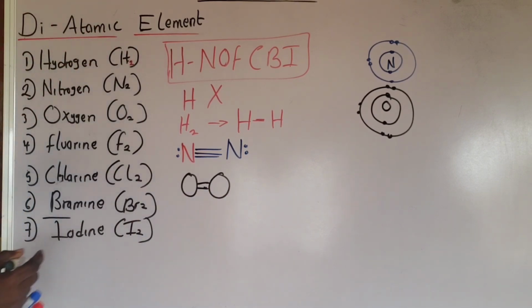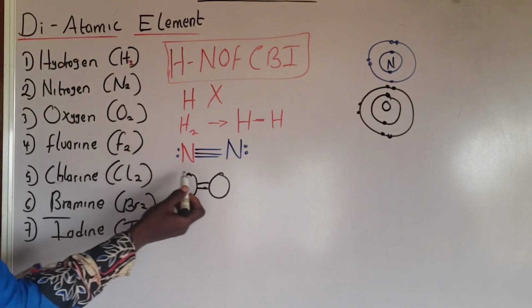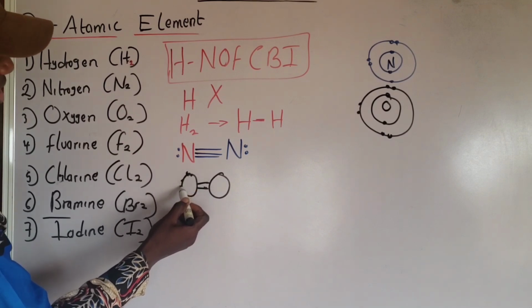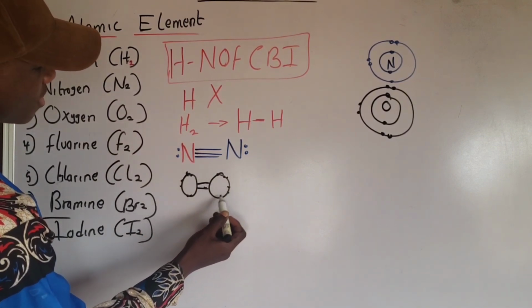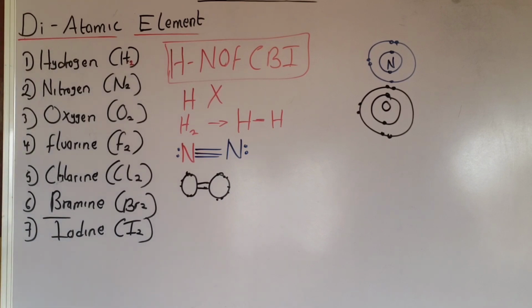Do you understand? Okay, so you can just put the electron here. You can put the electron here as well. Now we have the 4th diatomic element, which is fluorine. Fluorine has 7 valence electrons.